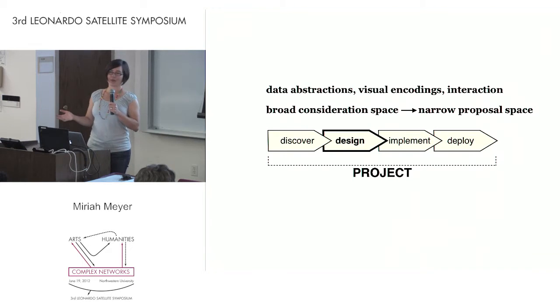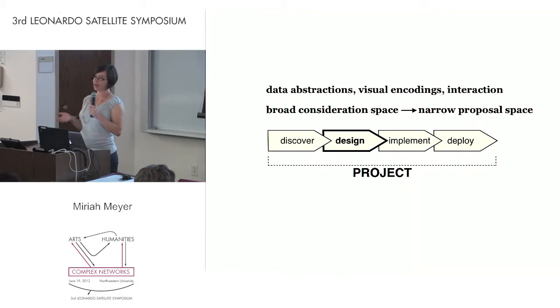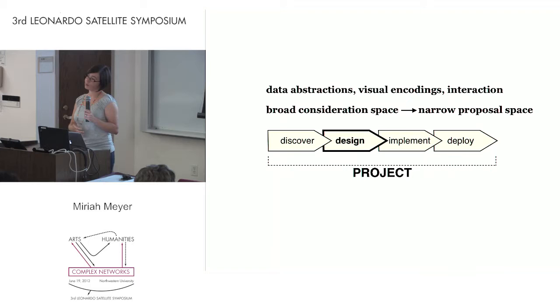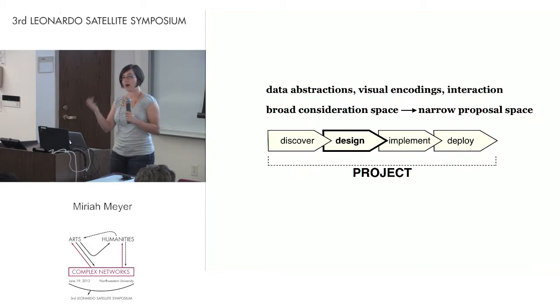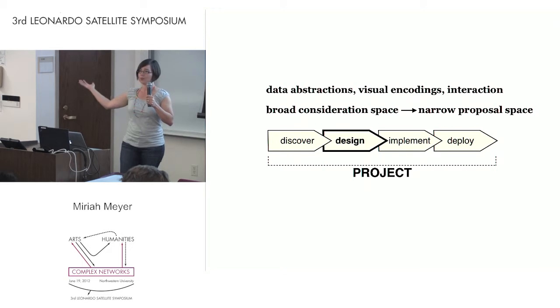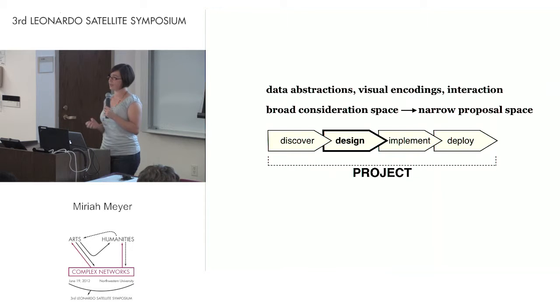Okay, so how did we actually get to the design? Now we're in the design stage. This stage is really about continuing on what sort of data abstractions we need, or how we need to transform our data to get it into a form that's suitable for the representations we want to show. What are those visual representations, and what kinds of interactions do we want to support for exploration? Again, this is where we start thinking about this very, very broad consideration space, the whole space of everything that we could do with this data, and winnowing that space down to a very narrow proposal space of things that we want to try, whether through paper prototyping or software prototyping, to get feedback from our users.